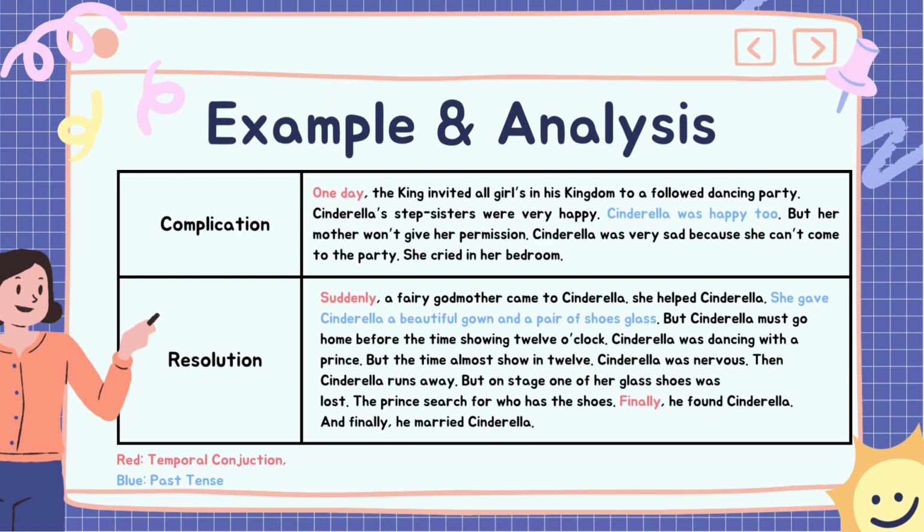Suddenly, a fairy godmother came to Cinderella. She helped Cinderella. She gave Cinderella a beautiful gown and a pair of glass shoes. But Cinderella must go home before the clock showed 12 o'clock. Cinderella was dancing with a prince, but the time almost showed 12. Cinderella was nervous. Then Cinderella ran away. But on the stairs, one of her glass shoes was lost. The prince searched for who had the shoe. Finally, he found Cinderella, and he married Cinderella. This paragraph is called resolution.